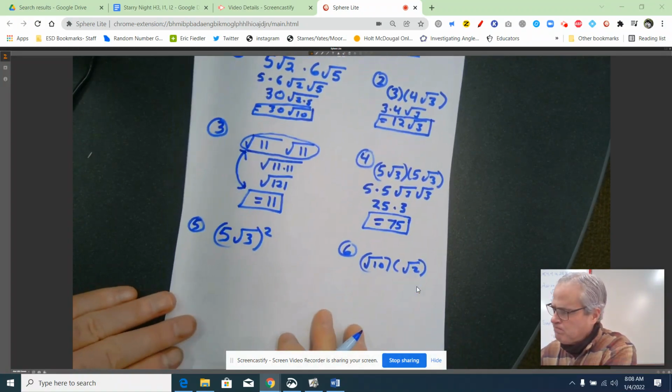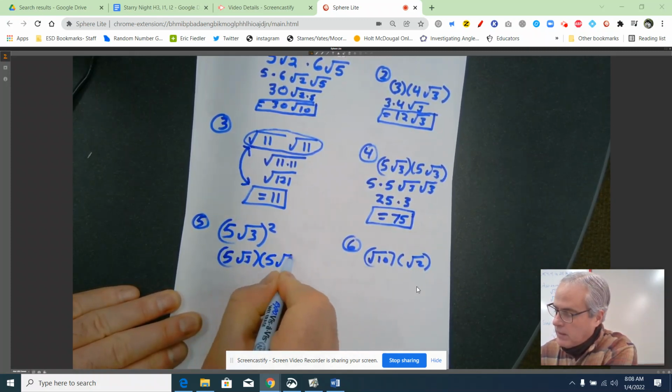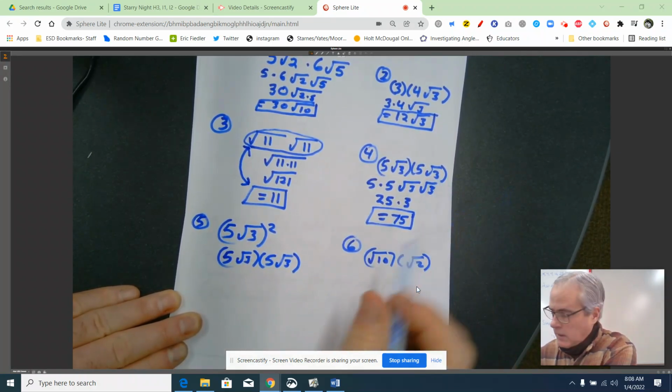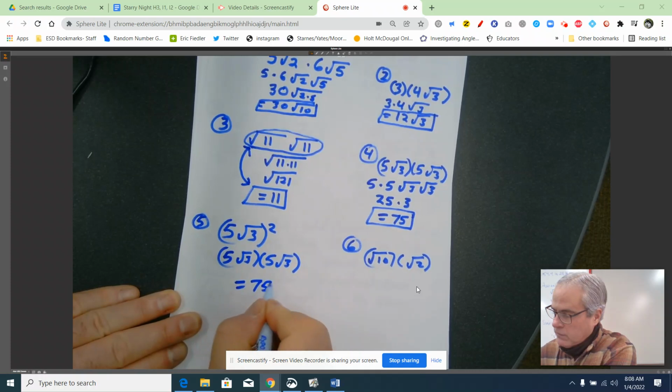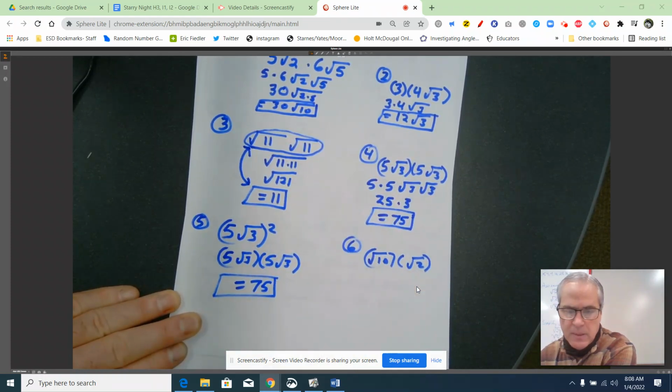Okay, next one. 5 root 3 squared means 5 root 3 times 5 root 3. Look familiar? It's the same one as before. So 75. I just wanted to show you that you can write this question as that number squared.